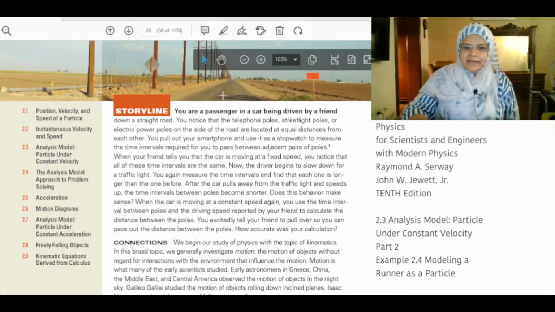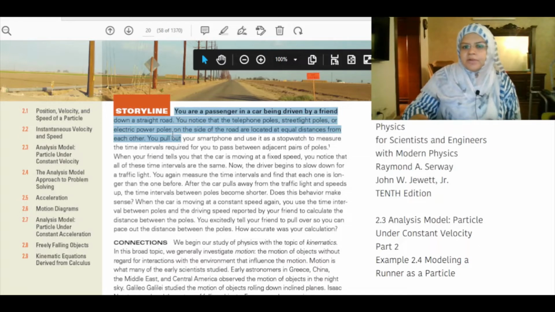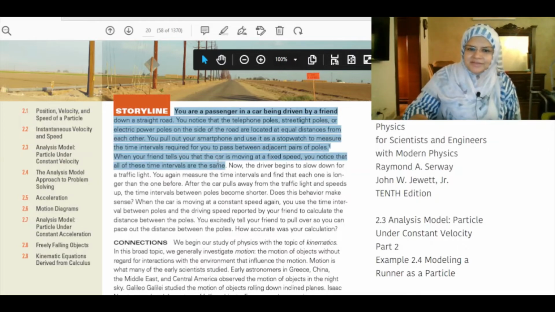Revising the storyline, you are a passenger in a car being driven by a friend down a straight road. You notice that the telephone poles, street light poles, or electric power poles on the same side are located at equal distance from each other. You pull out your smartphone and use your stopwatch to measure the time interval required for you to pass between an adjacent pair of poles. When your friend tells you that the car is moving at fixed speed, you notice that all these time intervals are the same.